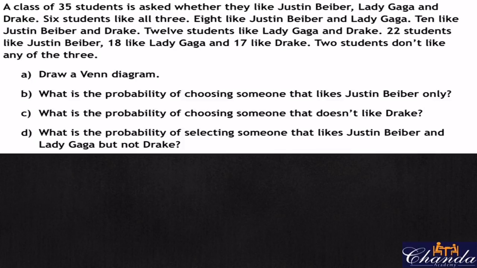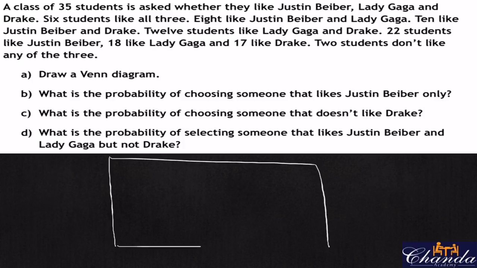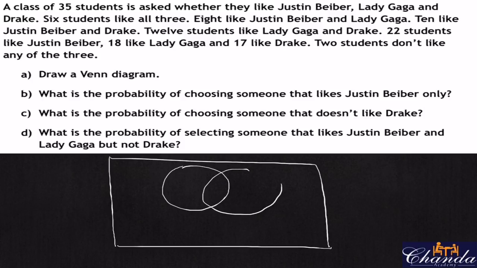Okay, so again, let's go through the process of drawing this Venn diagram. It's a fairly large Venn diagram this time, so hopefully we're not so cramped for space as we were last time. Alrighty, excellent. So we have Justin Bieber here, we have Lady Gaga here, and we have Drake here. Okay, so again, let's capture this information. So it says 6 students, let me underline that part, 6 students like all 3. So that is right there. That is the intersection of Justin Bieber, Lady Gaga, as well as Drake.